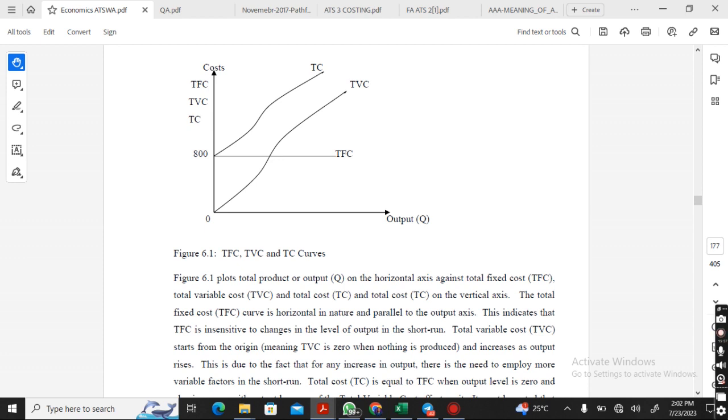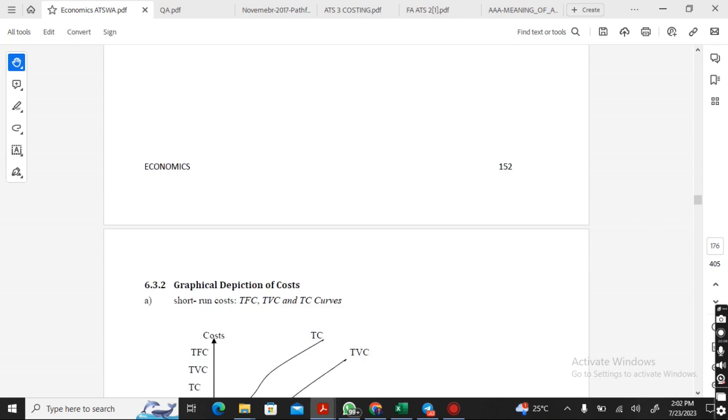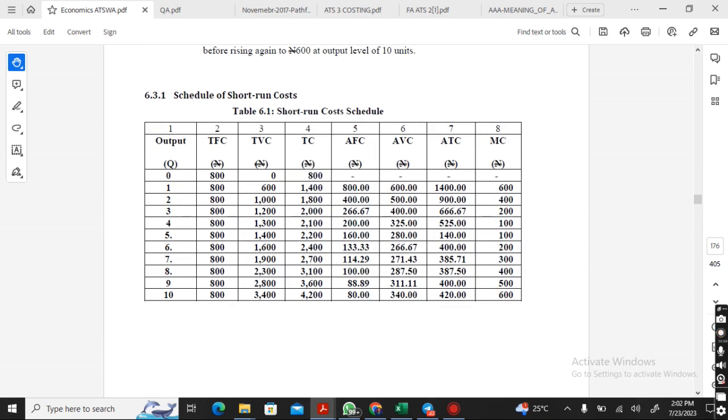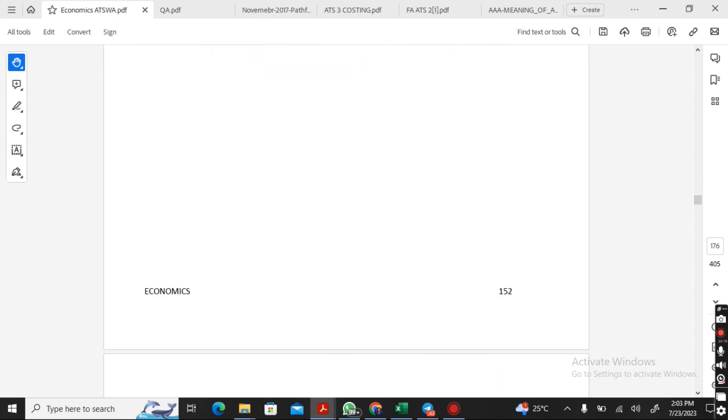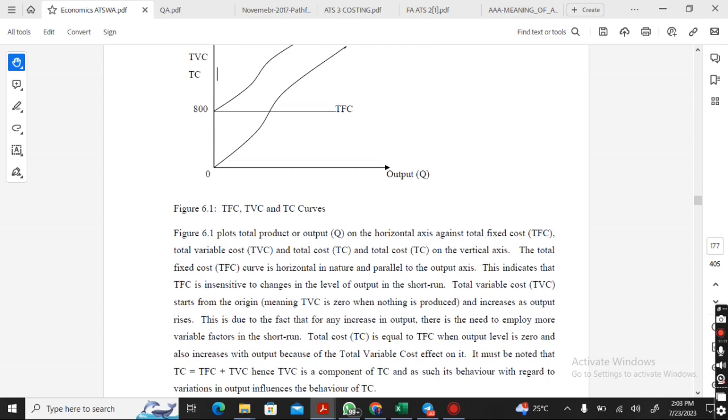meaning that TVC is zero when nothing is produced. Are you with me? It's zero when nothing is produced. So you can avoid it when you don't have any production at this level. You can see at this level here, nothing is produced, so why are we spending our money on it? So TVC can be avoided. It's zero when nothing is produced, and increases as output rises.